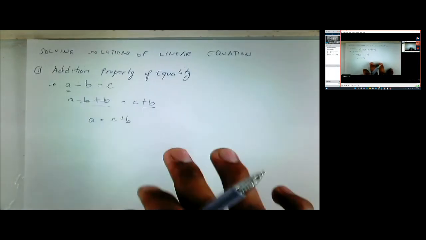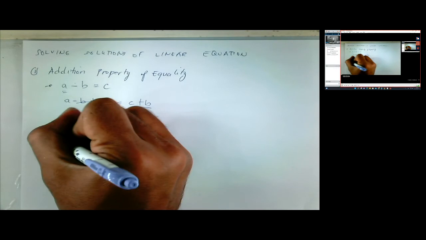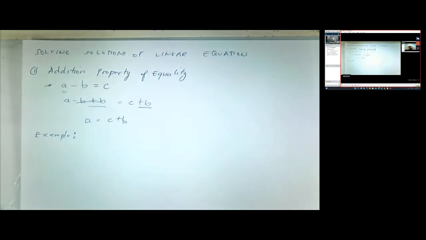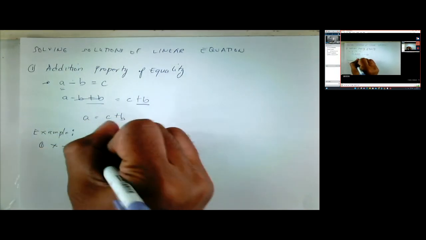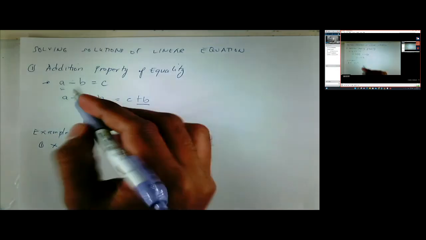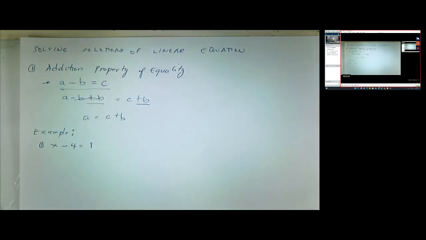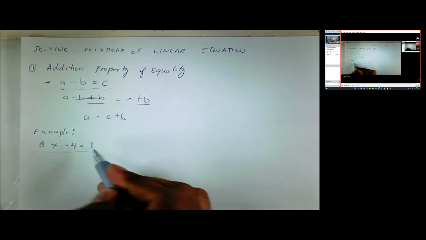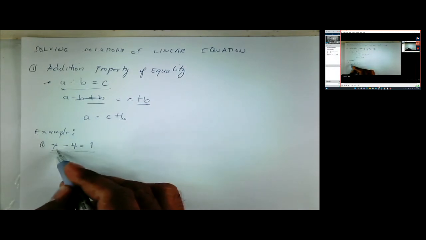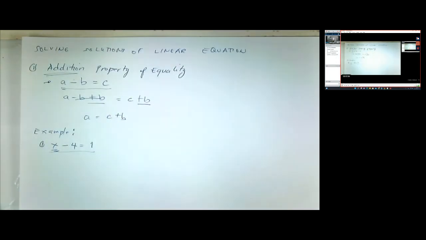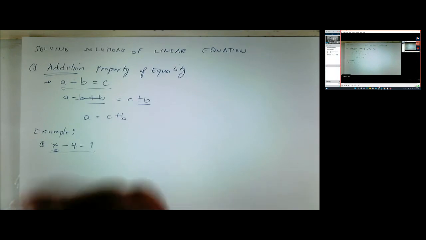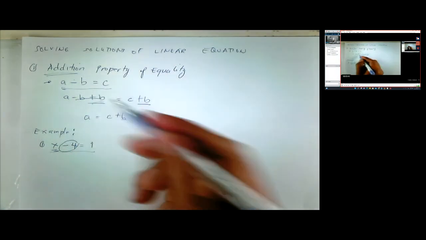Now, for you to understand that, let me give you an example. Let us have the one that I gave earlier: x minus 4 is equal to 1. Remember, if you look here, A minus B is equal to C. It is the same as this one, x minus 4 is equal to 1. This will be your A, this will be your B, and this will be your C, right? Now, since we want to solve for the value of the variable, we want to solve for this one. Since this is addition, addition means plus. So, to remove this minus 4, we're going to add 4.